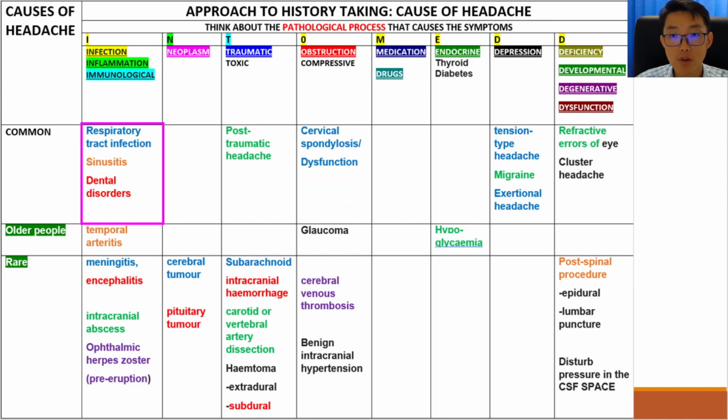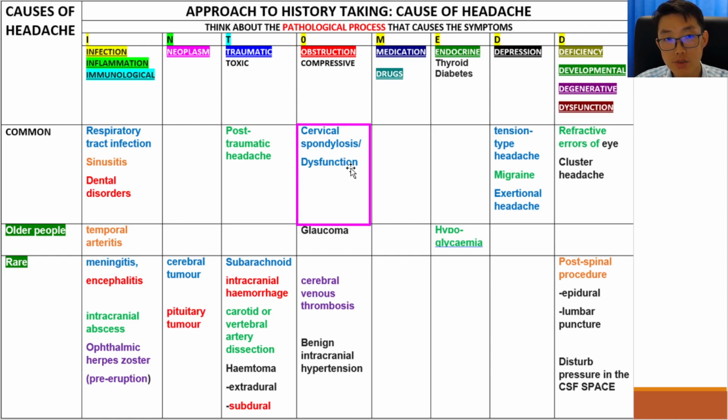So this is a table of common and uncommon causes of headache. The first row shows common causes, and the first column shows common infective causes. These include respiratory tract infection, sinusitis, and dental infection. Next, we have got traumatic cause. Traumatic cause include post-traumatic headache or post-concussion headache, which is very common and only require supportive treatment, massage, and physio in the absence of red flag symptoms.